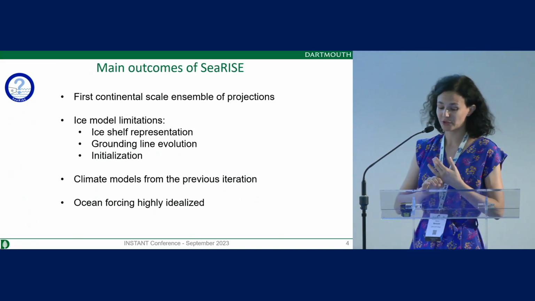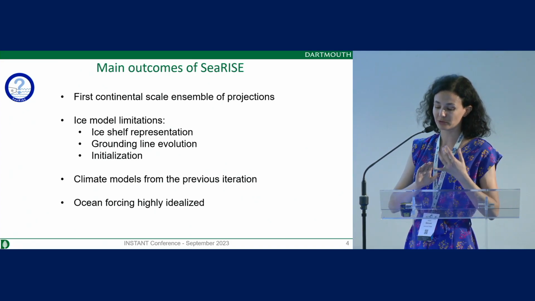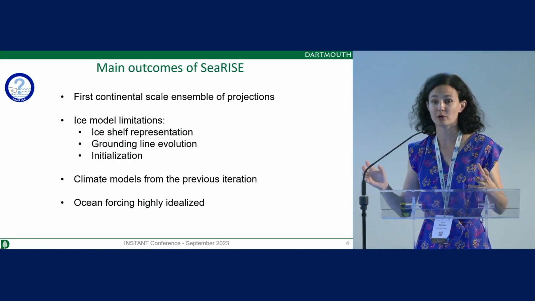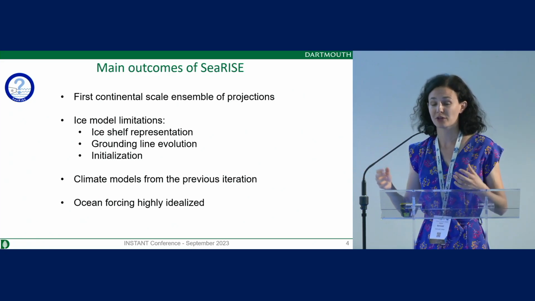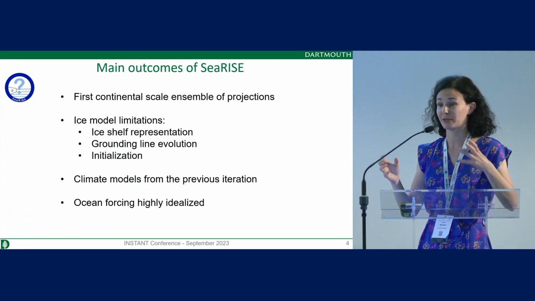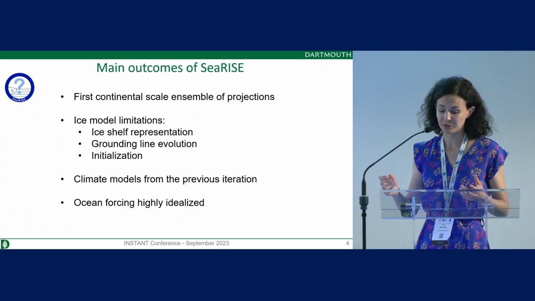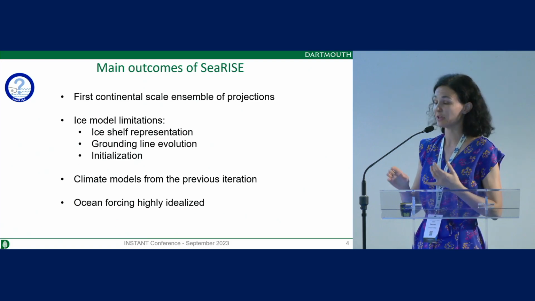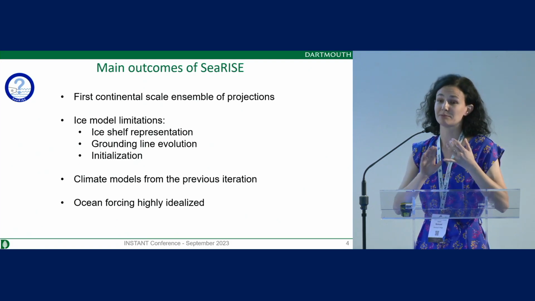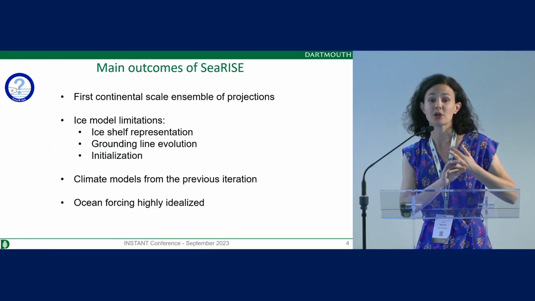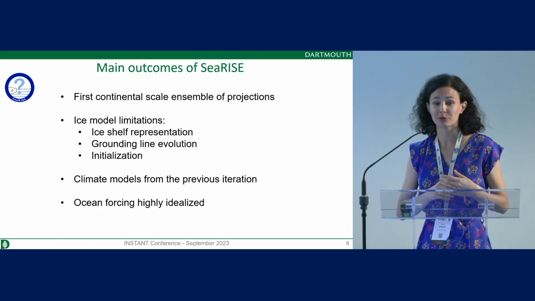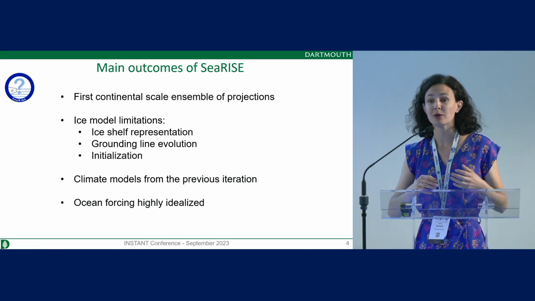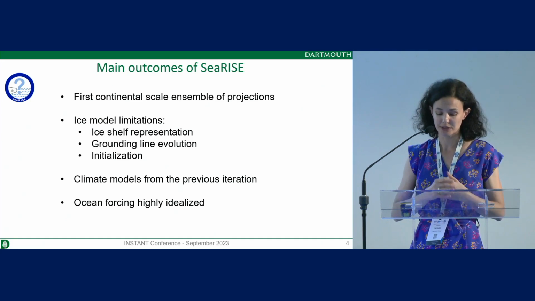Well, for the first time, we had continental scale projections from an ensemble of models doing similar experiments to try to see how things would respond. So great things to just get started. Of course, there were lots of limitations because, as I just said, these models had sometimes no ice shelf representation, no grounding lines. The initialization was done in a varied number of ways and did not necessarily agree with the present-day state of the ice sheet.